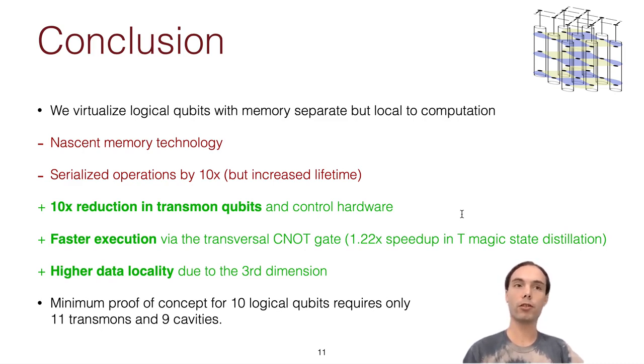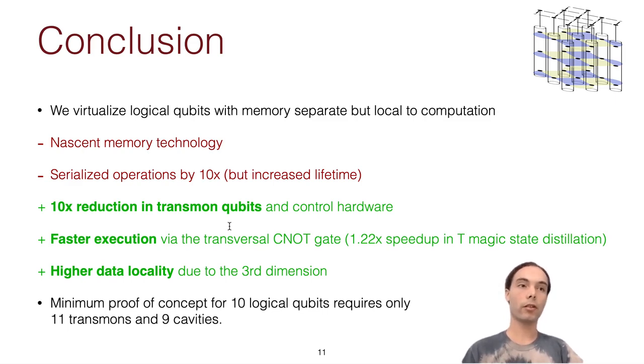And you serialize operations by a factor of 10, but this is just an artifact of using memory. Because we use memory, we get a 10x increase in lifetime, so the only effect is that your program takes 10 times longer to run. But for quantum computers, the biggest metric is the ratio of how many operations you can do total before your error overtakes your values.